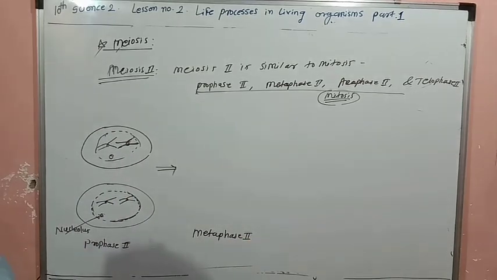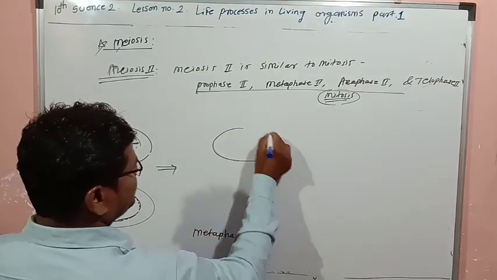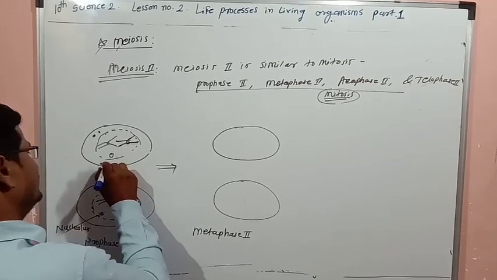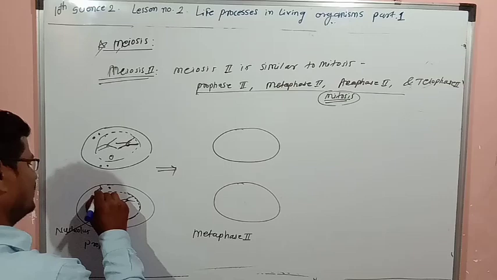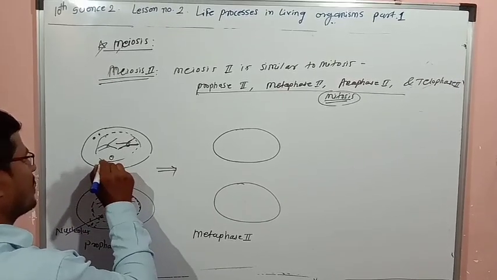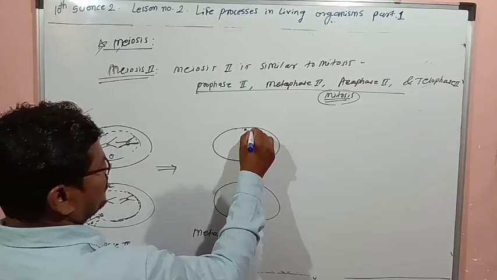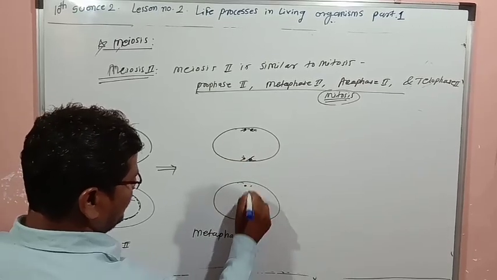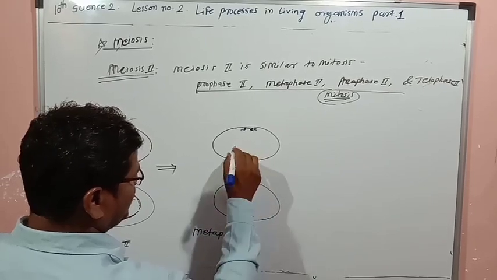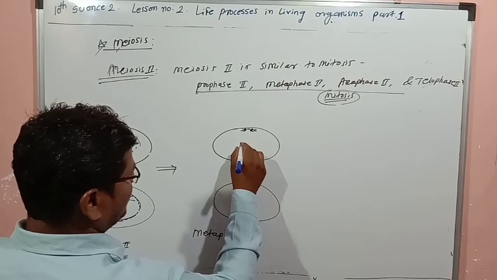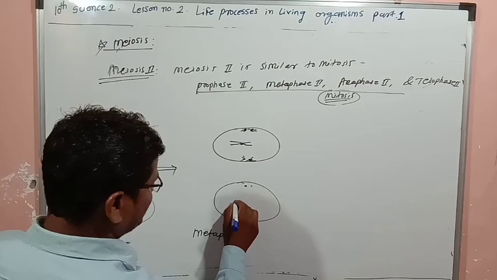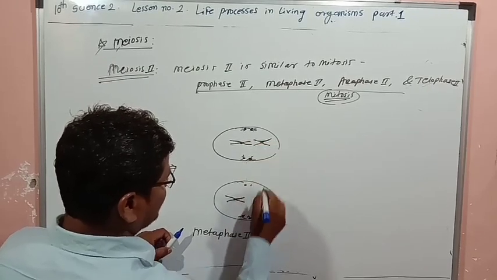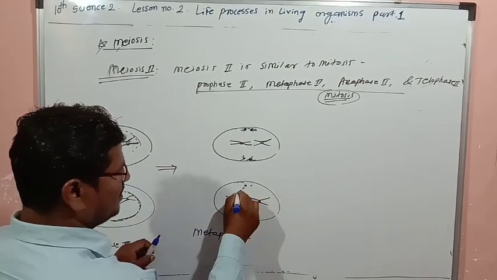Metaphase second. In the metaphase second, whatever chromosomes are there, the centrioles will get separated. Here also the centriole will move to the opposite pole. These chromosomes are brought to the equatorial plane, and spindle fibers will get developed.